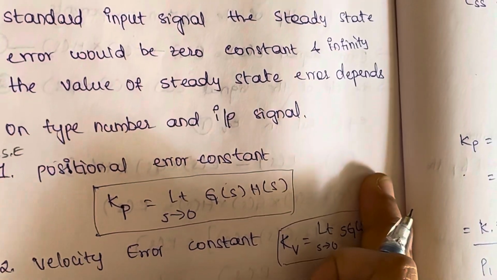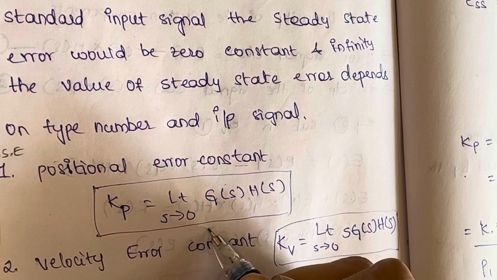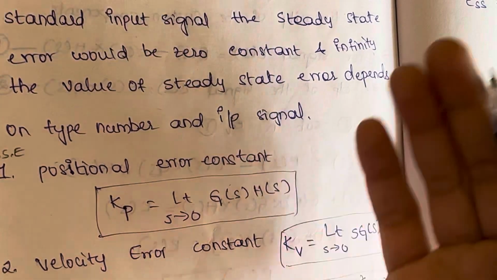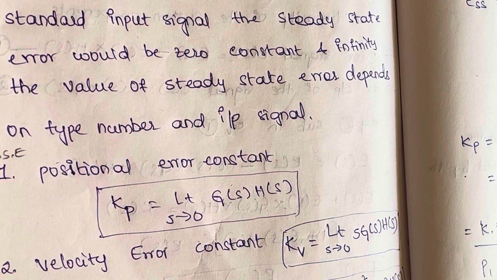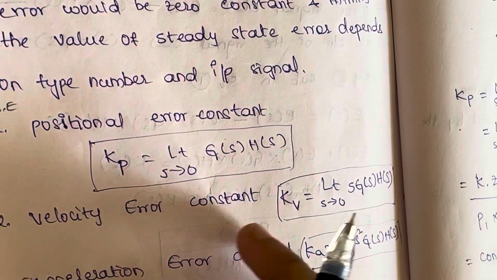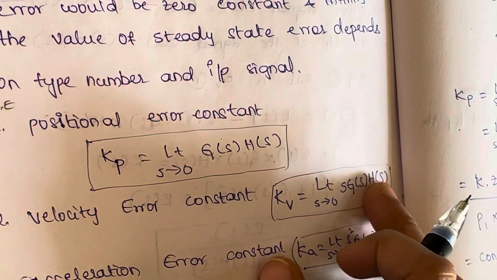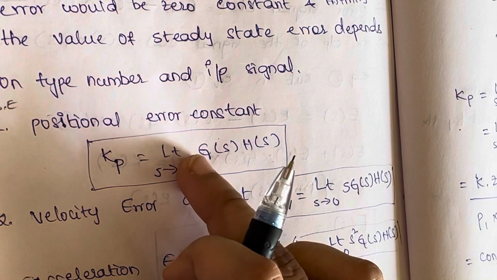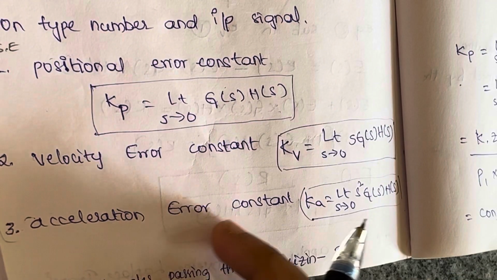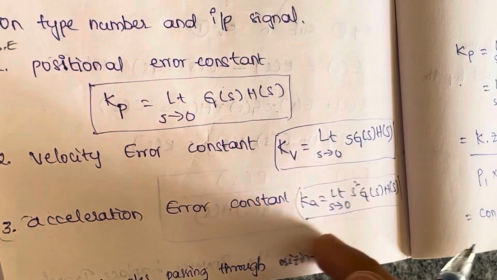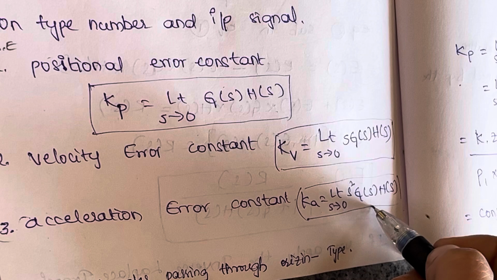First we have the positional error constant, that is Kp equals limit s tends to 0 of G(s) H(s). I am telling this in terms of the final value theorem. The second one is the velocity error constant, Kv equals limit s tends to 0 of s times G(s) H(s). I am just adding s here, and it becomes the velocity error constant. Another one is the acceleration error constant, Ka equals limit s tends to 0 of s squared G(s) H(s). I am adding another s to this, and it becomes the acceleration error constant.